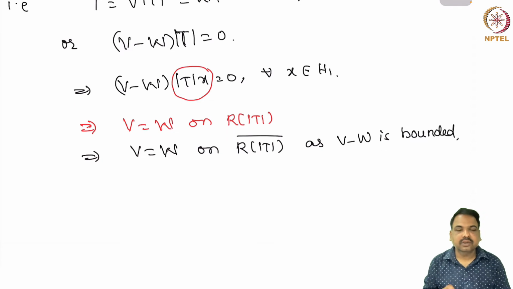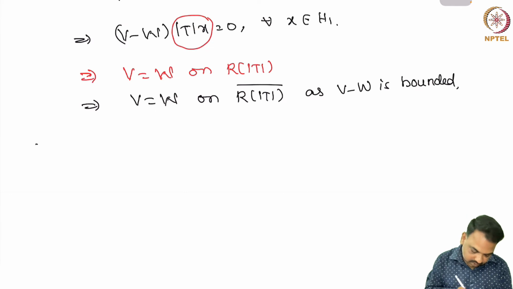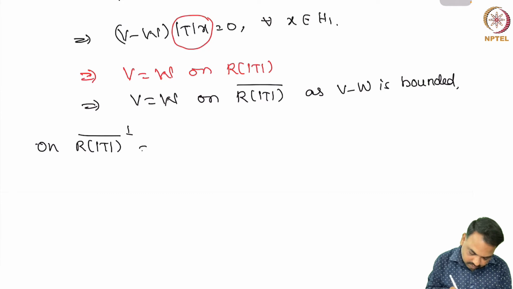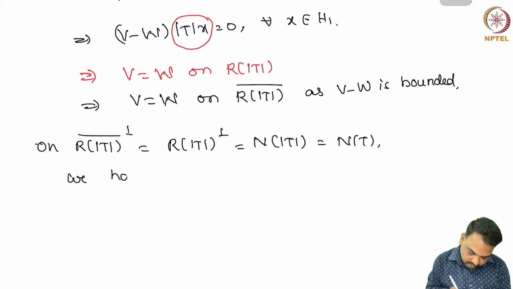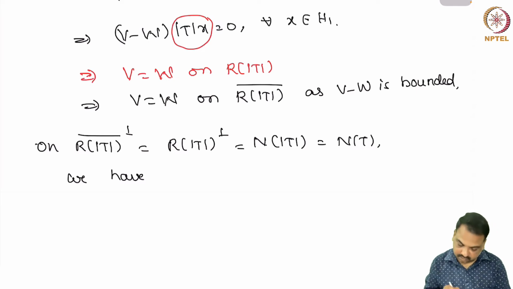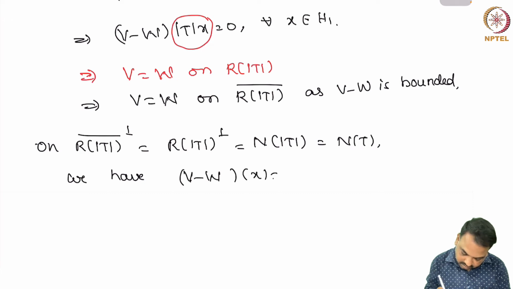Okay. Now if you are able to show that V equal to W on the range of mod T closure, this is range of mod T perp, that is nothing but null space of mod T, that is null space of T. We have Vx is 0, V minus W x is Vx minus Wx.